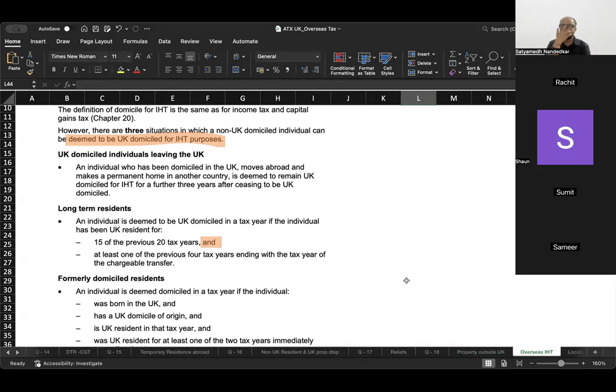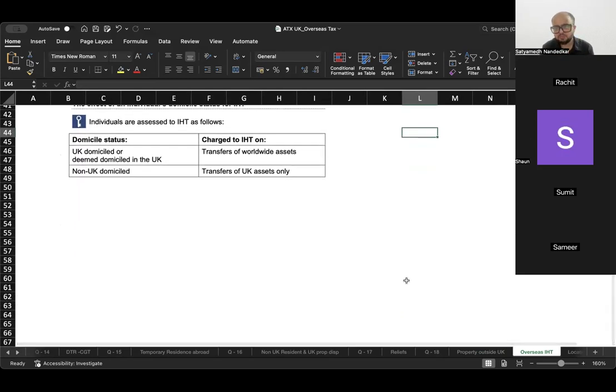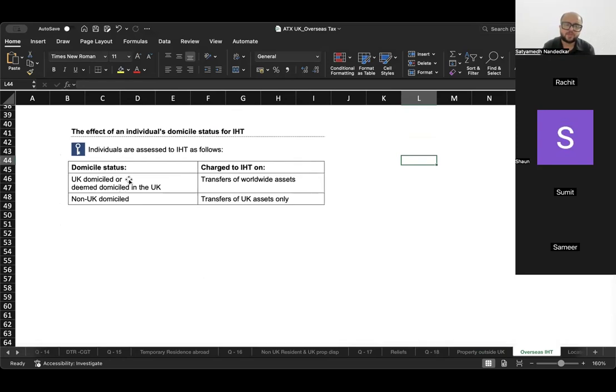ठीक है, so it's like पीछा ही नहीं छोड़ रहा है आपका. You have left the UK, you have moved your domicile, you have made a permanent home in another country. Still for 3 years after leaving, you will be deemed to be domiciled in the UK. Then you have your long-term residents and your formerly domiciled resident wala condition, which is pretty much the same that you had for income tax and CGT purposes.